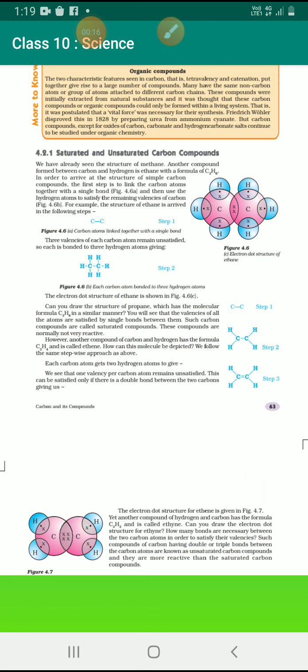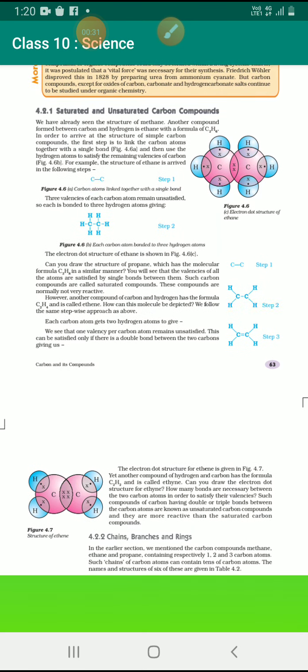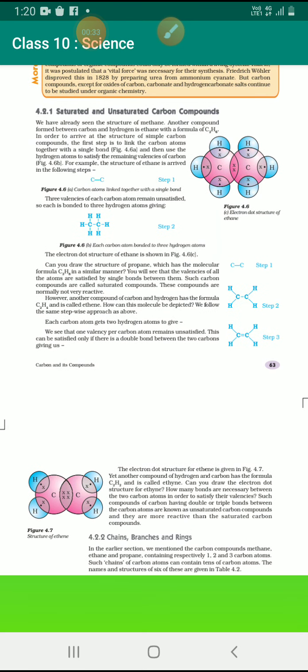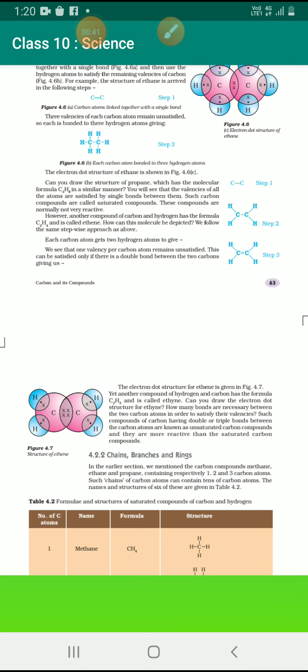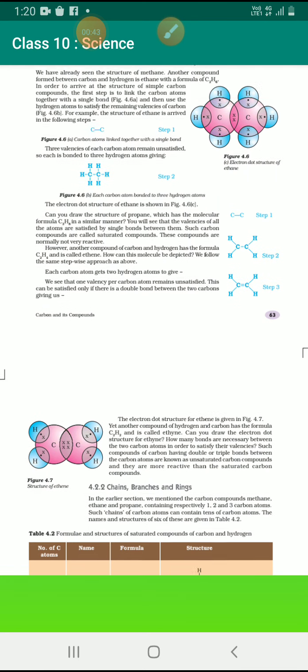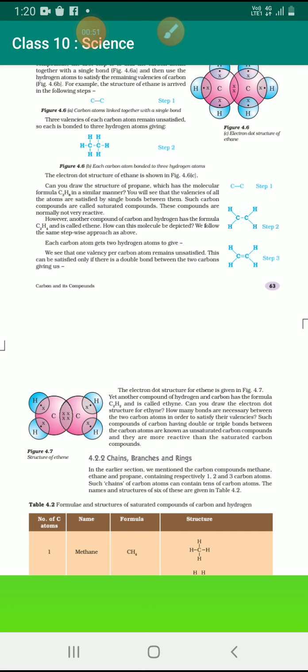Dear children, in the previous online class, I discussed saturated and unsaturated compounds. I told you that saturated compounds have single bonds between the carbon atoms, and unsaturated compounds have double and triple bonds, right? I also told you in detail, which is not given in the textbook, about the formula of alkane, alkene and alkynes.